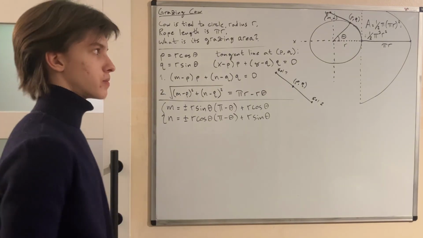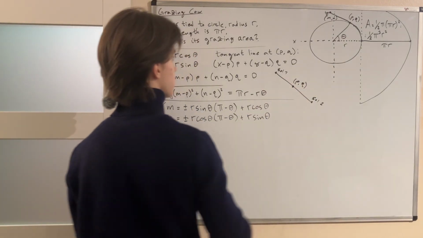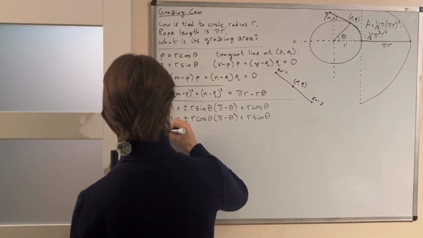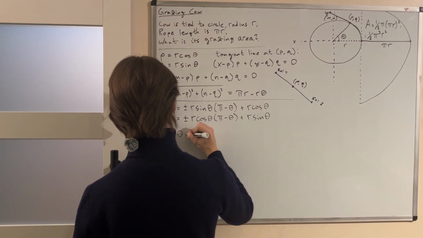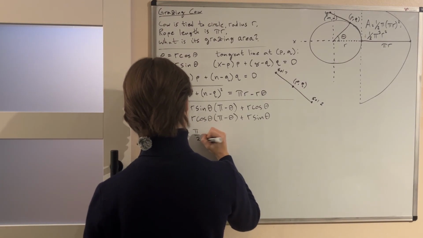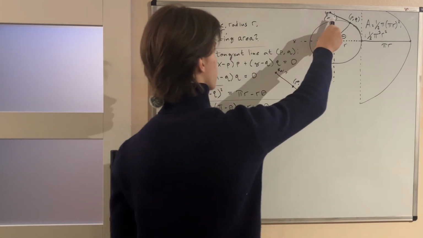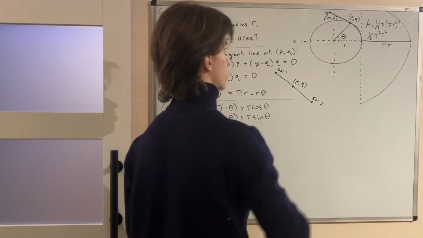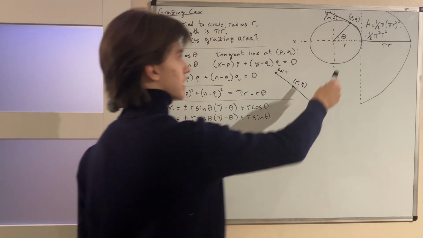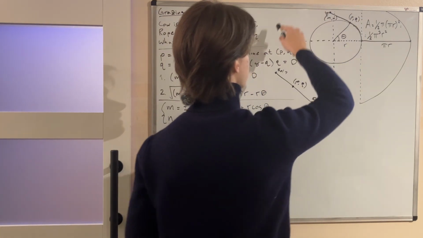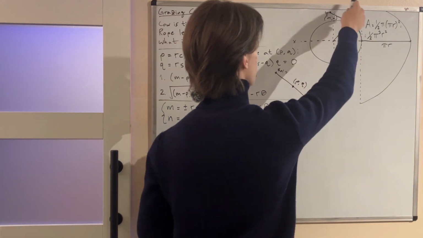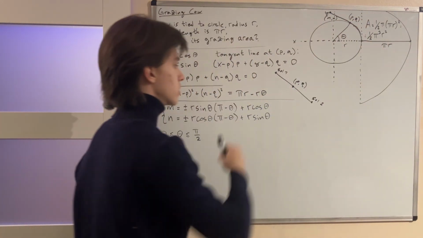So follow with me here. Note that if theta is in the first quadrant, so if theta is between 0 and pi over 2, then what will we want of our point MN in regards to PQ? Well, note that since the cow is going around this way, MN will have to be above PQ and also to the left of it.